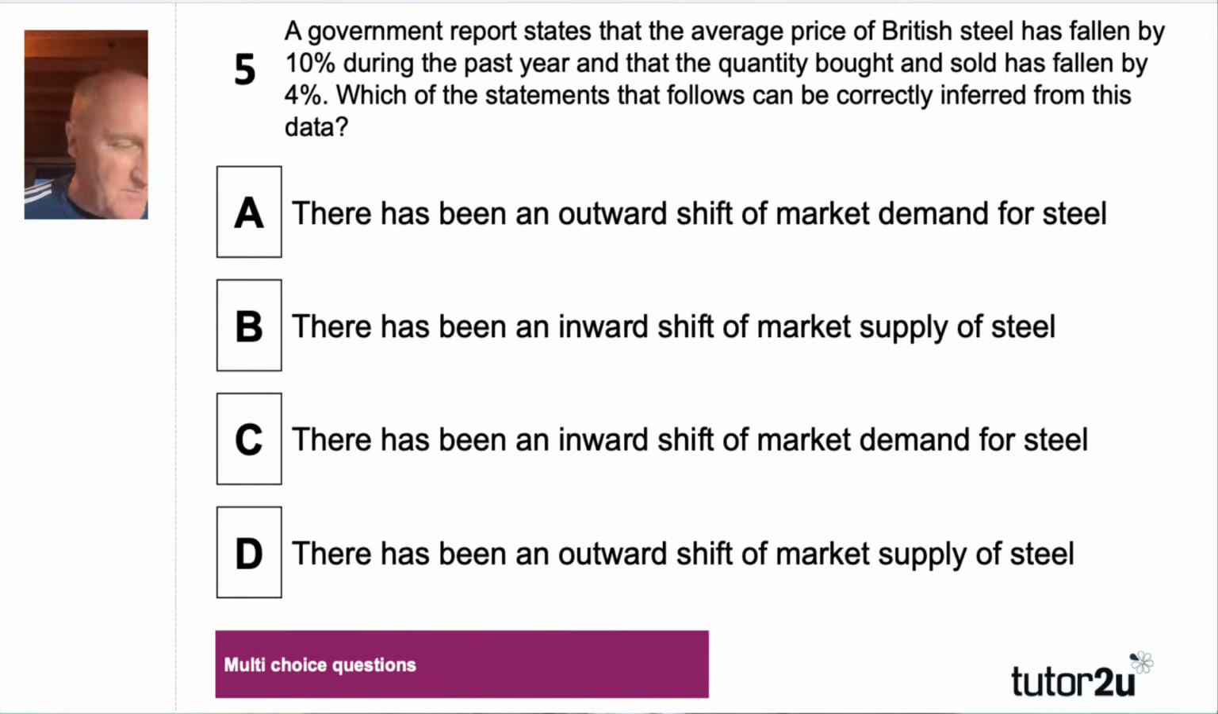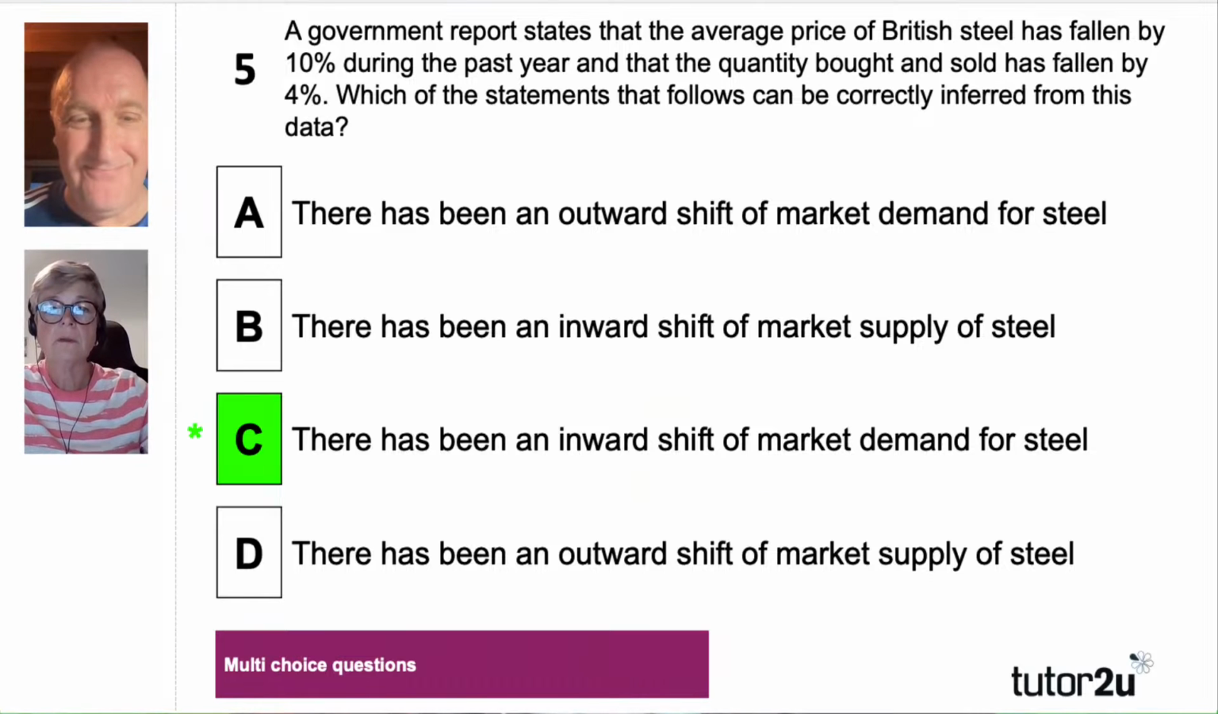What do we think here? Zach's gone for C. Bethany's gone for C. A couple of people gone for, they think, B or D, suggesting there's been a shift in the supply of steel. Here's the answer coming up. It is, in fact, indeed C. For the price to have gone down and for the quantity bought and sold to have fallen, there must have been an inward shift in the demand curve for steel. And you can maybe take a moment after this session to try and visualize that using a supply and demand diagram. Okay, well done on those.